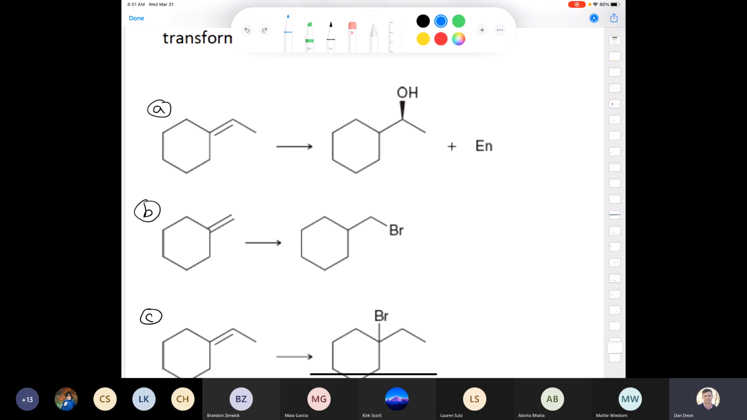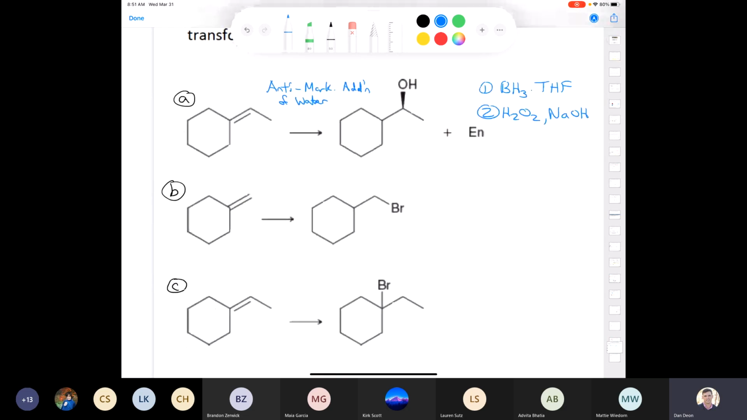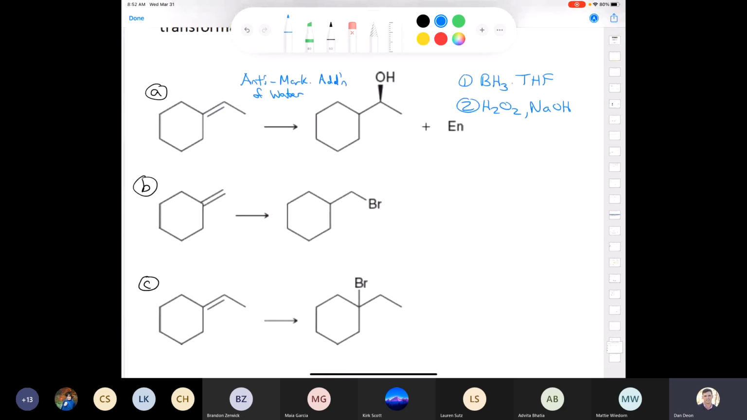Can anybody tell me what it is? It's a hydration. Yes, we're adding water, but it's anti-Markovnikov hydration, right? So this is anti-Markovnikov addition of water, right? So what are the conditions for the anti-Markovnikov addition of water? In step 1, we need BH3 THF, or borane THF, and in the second step, we need hydrogen peroxide followed by sodium hydroxide. So that means not only do you have to be able to draw the products, but you've actually got to be able to come up with the reagents.